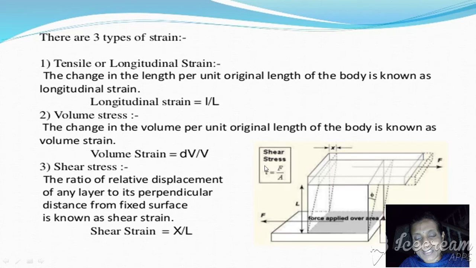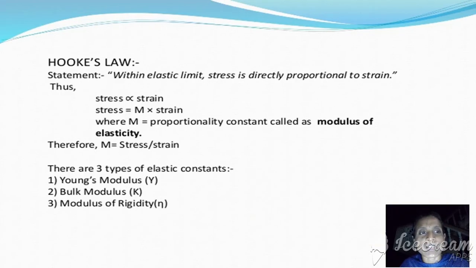The actual formula for the stress is force by area. This is the input to the body, and due to this input we get the output. So we get longitudinal strain as output for longitudinal stress, volumetric strain for the input of volumetric stress, and shearing strain for the input of the shearing stress. So this is about the three types of strain in our lesson.